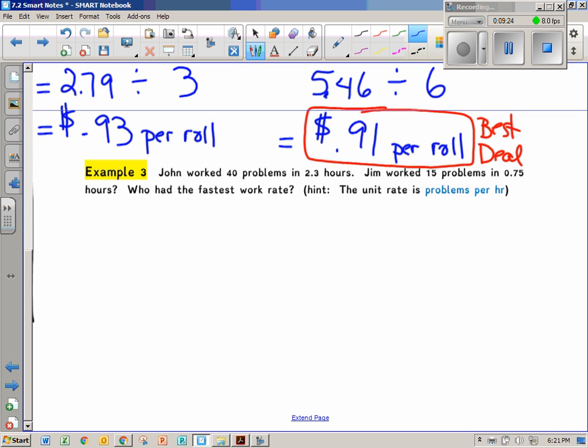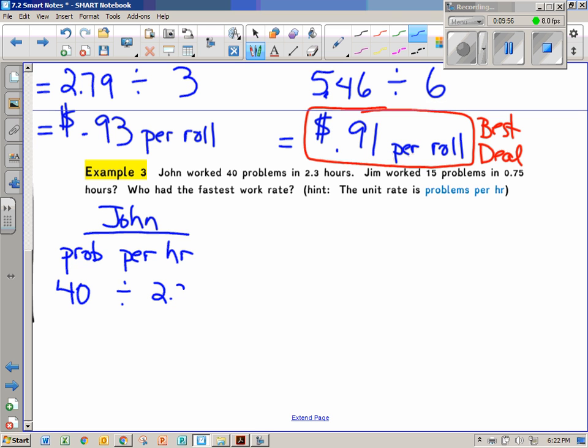All right. So John worked 40 problems in 2.3 hours. Jim worked 15 in 0.75 hours. Who had the fastest work rate? Well, for the rate, we want how many problems per hour. So we'll just separate it. John, if we want problems per hour, his problems is 40. His hours is 2.3. I'm going to go through this division with you because we need to remember how to do this type.